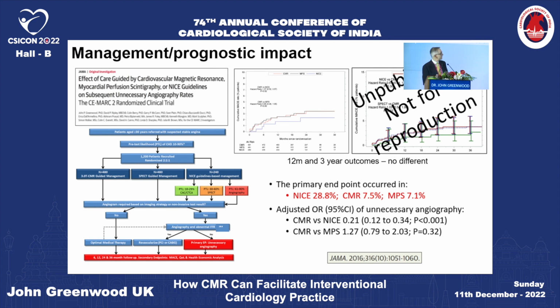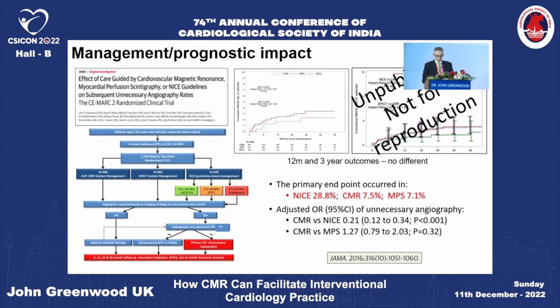If you were intermediate risk, seen here in the orange panel, then functional imaging, and if you were higher risk, then direct to coronary angiography. We did a trial that said, well, let's just take non-invasive imaging and say CMR is the first-line test in every single scenario, or nuclear perfusion imaging is the first-line test in every single scenario.